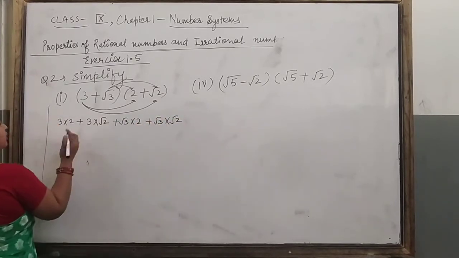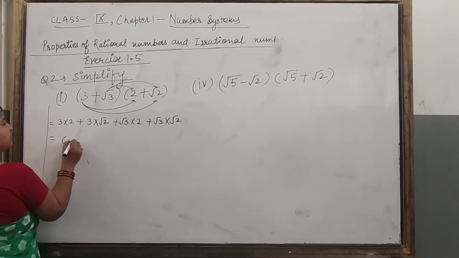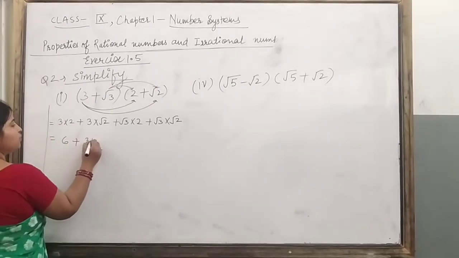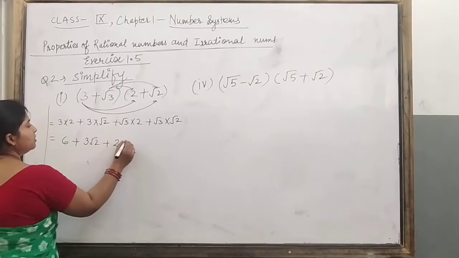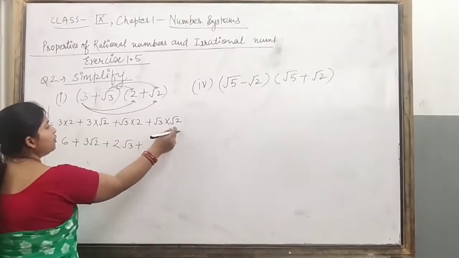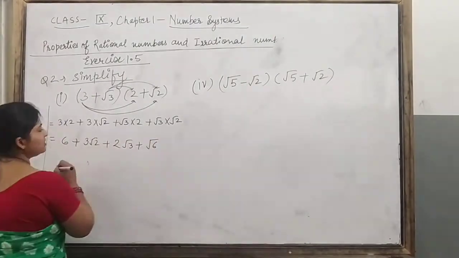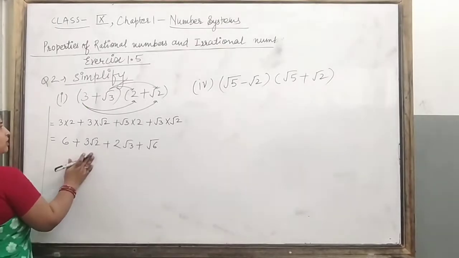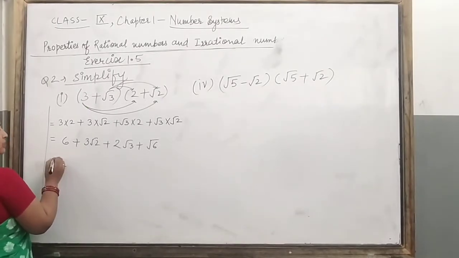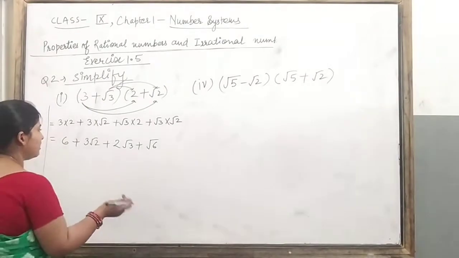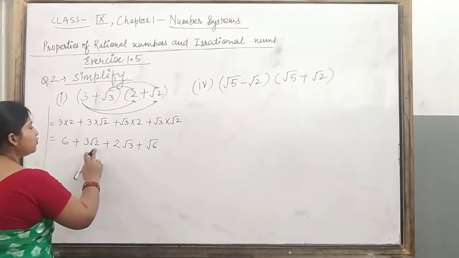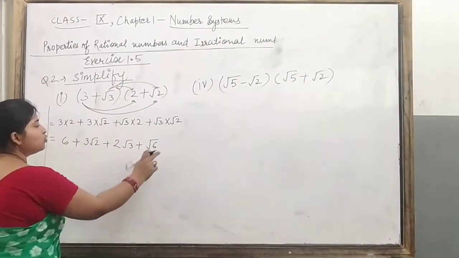Just solve it. 3 twos are 6, plus 3 into root 2, that is 3 root 2, plus 2 root 3, plus root 3 into root 2, that will be root 6. So this is your answer. You can rearrange it, or you can write it like this itself, that is 6 plus 3 root 2 plus 2 root 3 plus root 6.